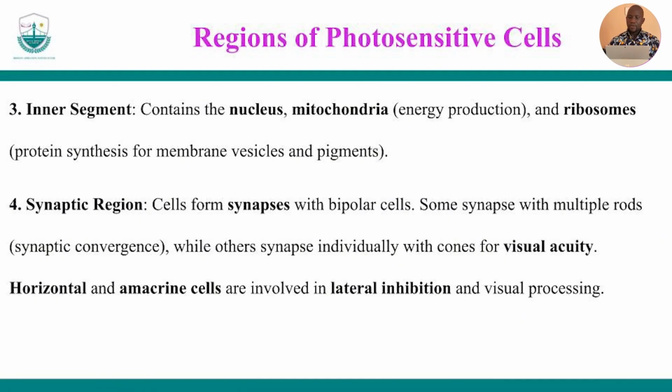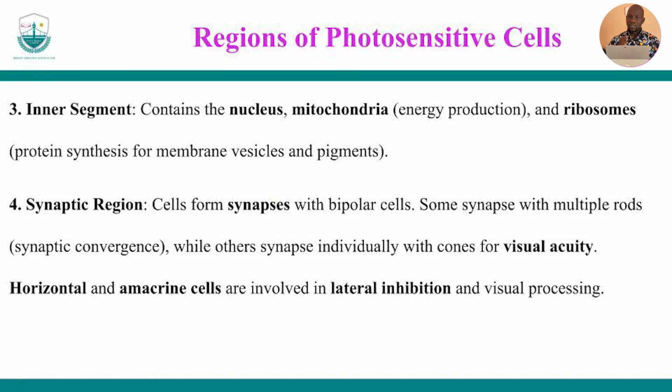You see this here. You have 3 rods that connect to one bipolar neuron. That is what you call synaptic convergence. And that makes the rods very sensitive. But it also has a disadvantage of making the rods not very good at visual acuity. So that's the challenge there.